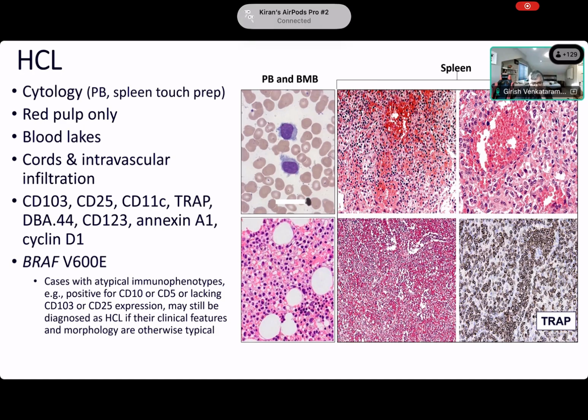And all the other stains, you tend to do flow more often for hairy cell, so it's not like you have to do a ton of IHCs to get to the diagnosis. You will need IHCs only when it's a dry tap and you don't have a sample for flow. These days we have 10 color flow and we have hairy cell panels that pretty much interrogate all the key markers, right? So you are not reliant on IHC.